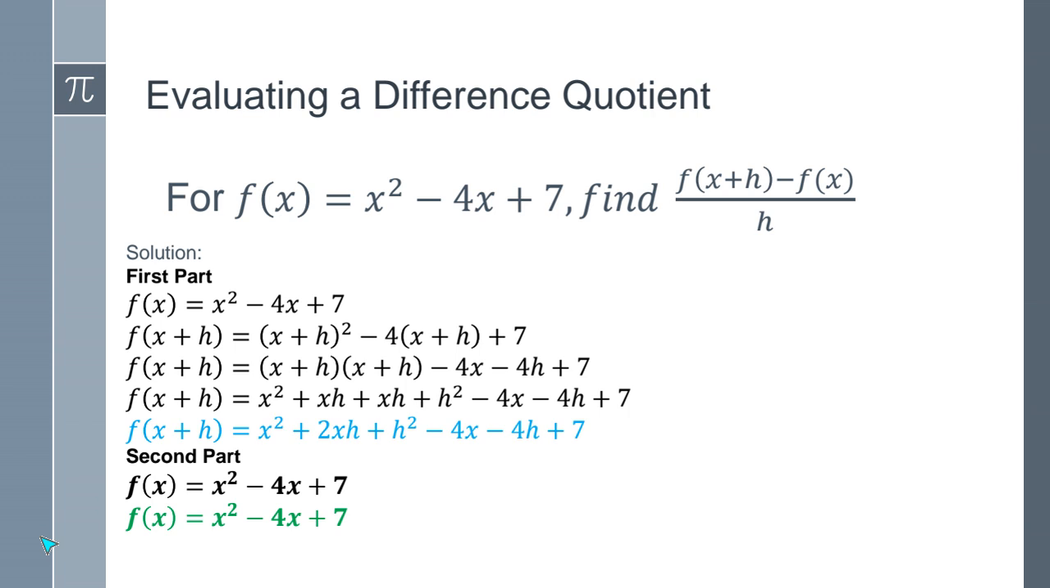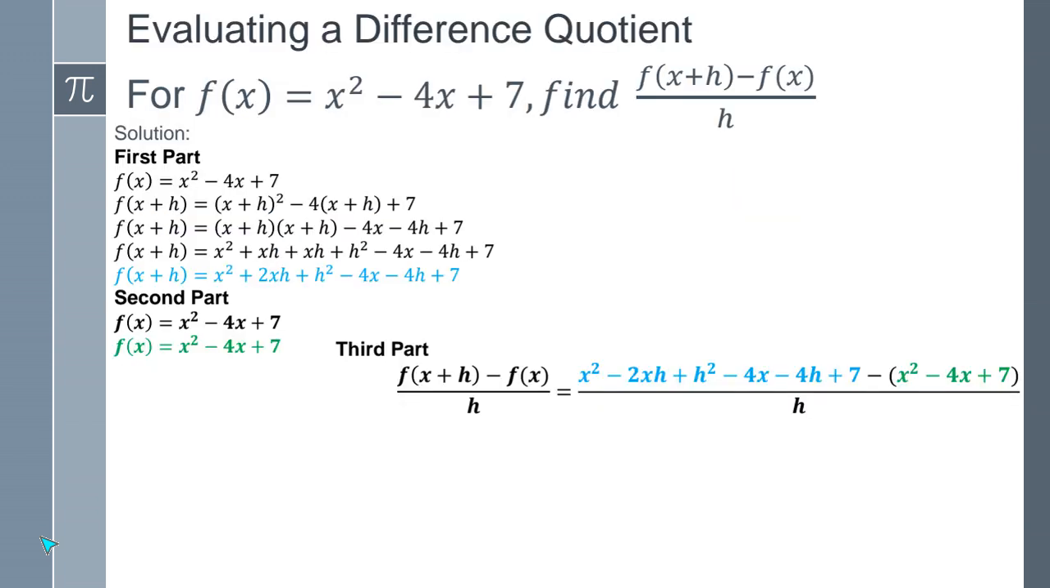Third part, let's put everything together and simplify. Okay, so again, I have my blue and green, they're being subtracted from each other. But again, because I have a polynomial, I have a trinomial, I want to put parentheses because I have to distribute that negative sign, okay? And all of it is divided by h, okay? All right, so let's do that first. Let's get rid of the parentheses by distributing our negative.